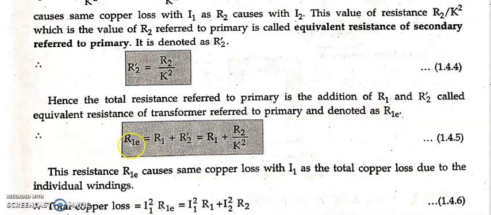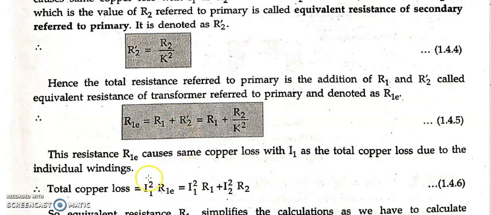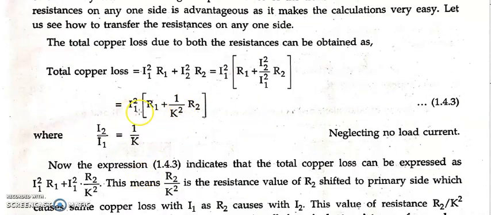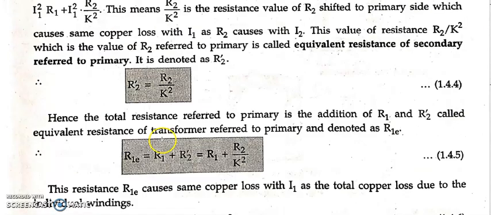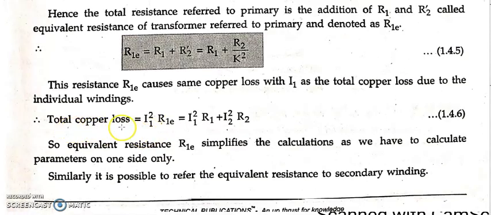So R1E is the equivalent resistance referred to primary, and R2 dash is nothing but R2 by K square. Again, I'm going to substitute R1E here in the bracket, because R1 plus R2 by K square is nothing but R1E. So removing this, what will be the equation? Total copper loss equals I1 square into R1E. This is what is written here.